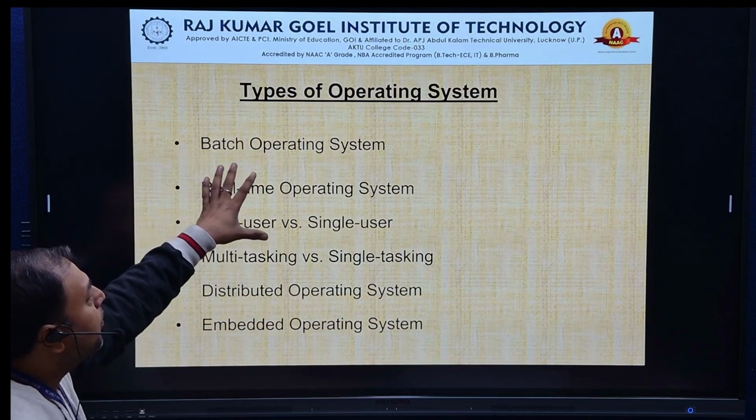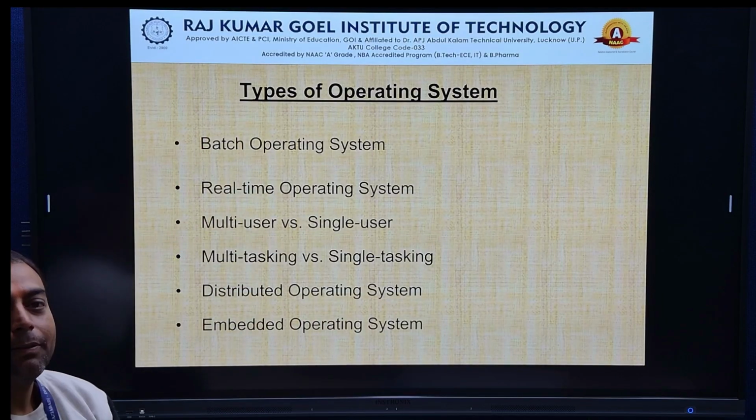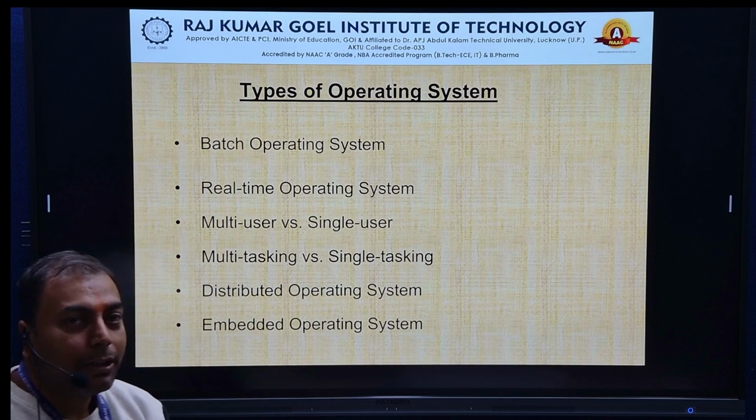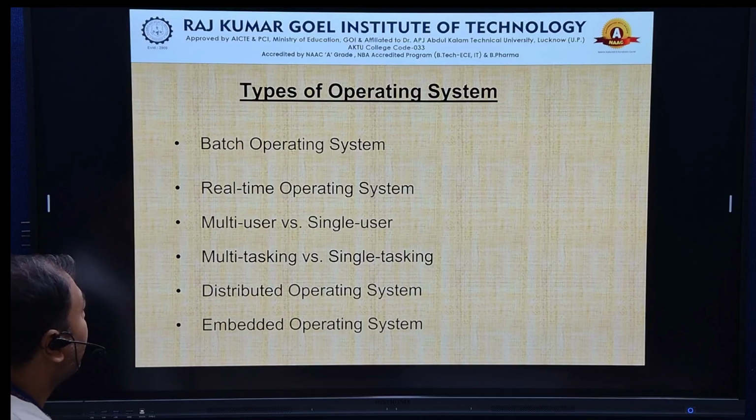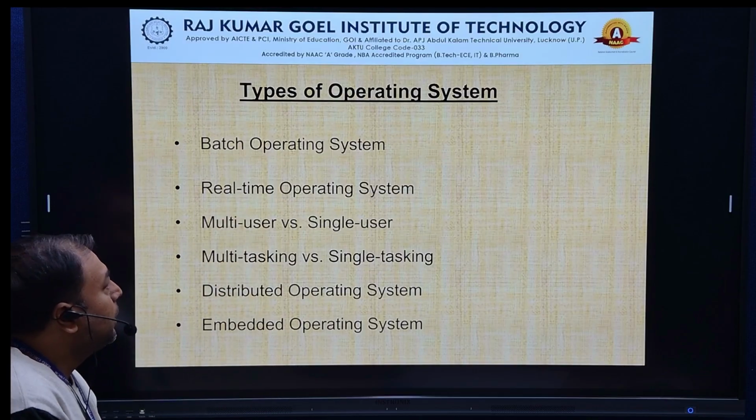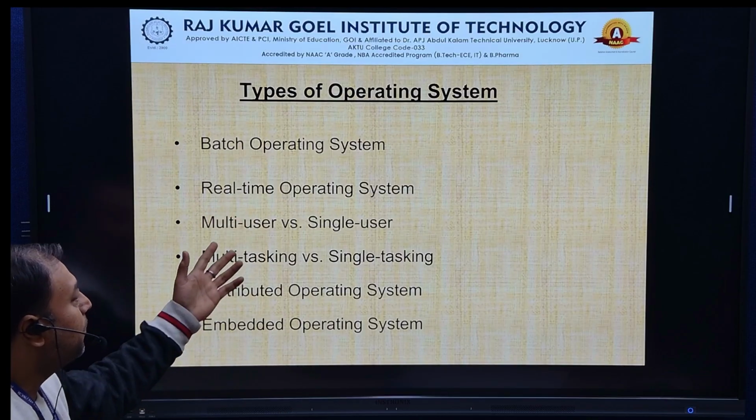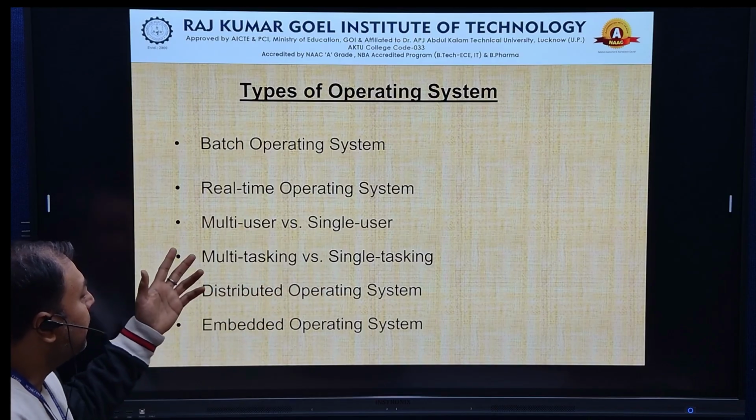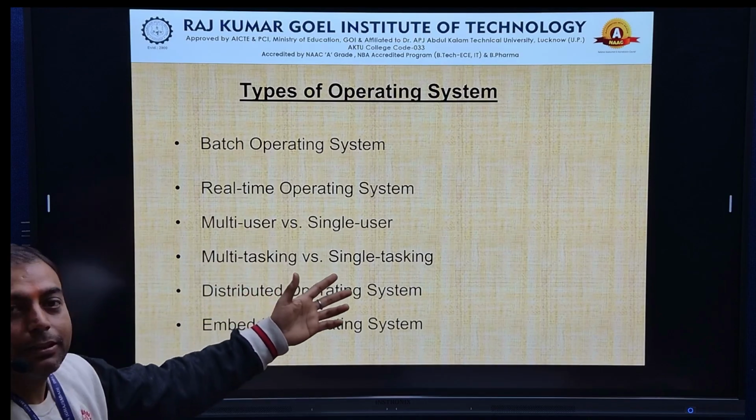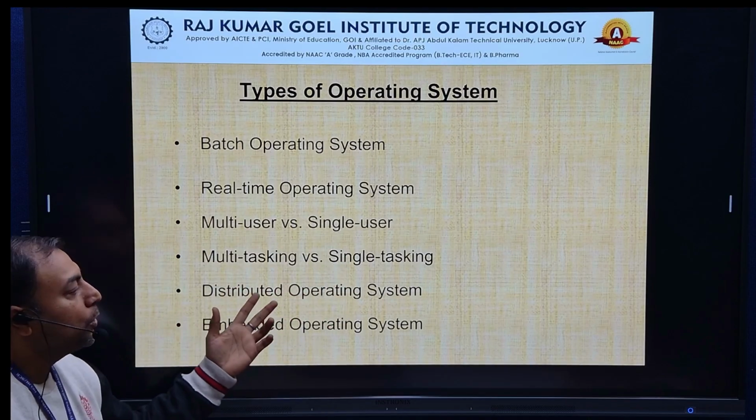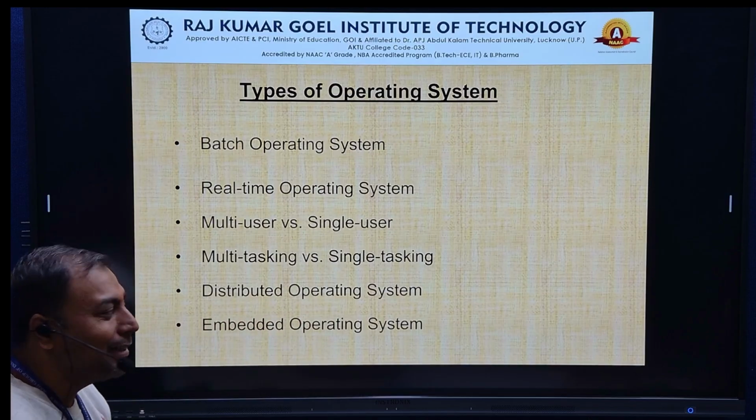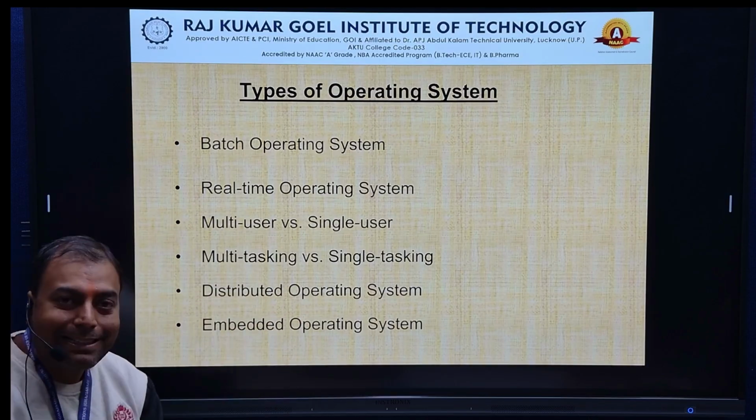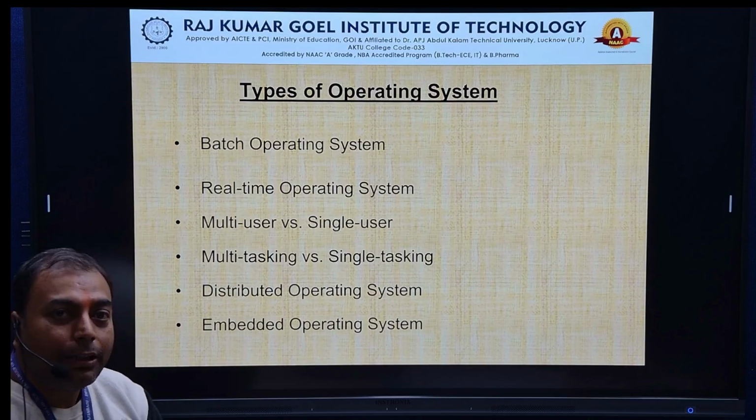Now, types of operating system. There are many types of operating system, but here I am describing some operating systems that are most useful in real scenarios. First is batch operating system. Second is real time operating system. Third is multi-user and single-user operating system. Fourth is multitasking and single tasking. Fifth is distributed operating system and embedded operating system, and many more. But these operating systems are basically used frequently in real life.